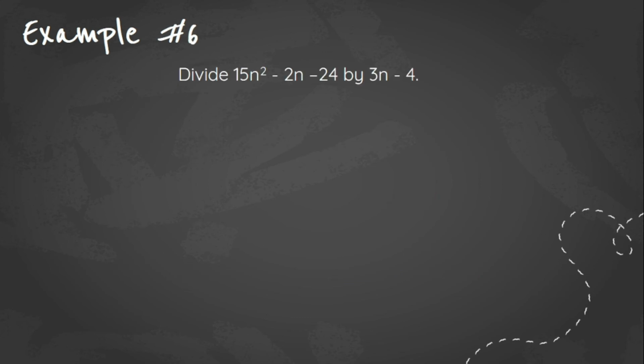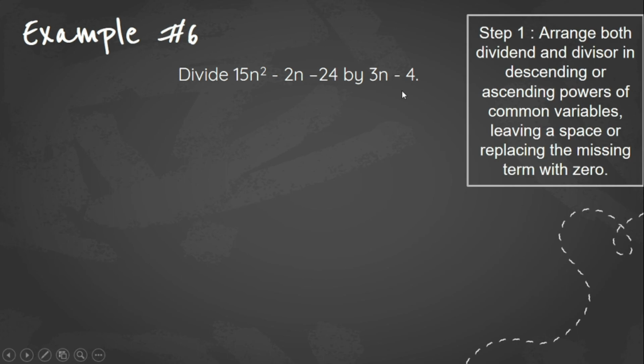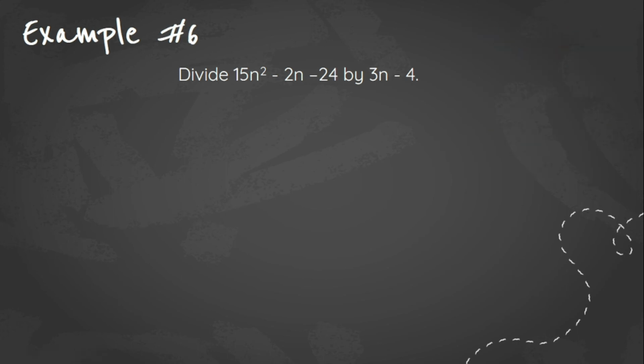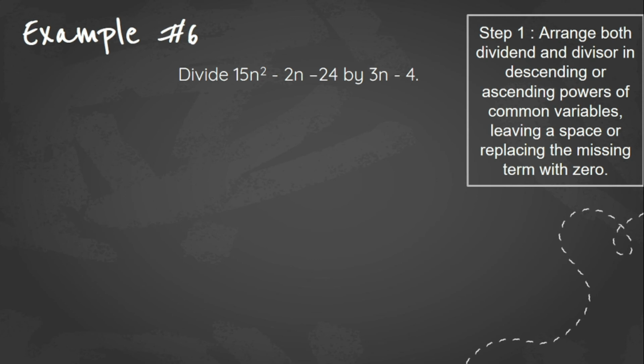What about this? We need to divide a trinomial or more terms by a binomial. We can't do what we did earlier, distributing to all. So, we have different steps to follow when this happens. Step 1. Arrange both dividend and divisor in descending or ascending powers of common variables, leaving a space or replacing the missing term with 0.